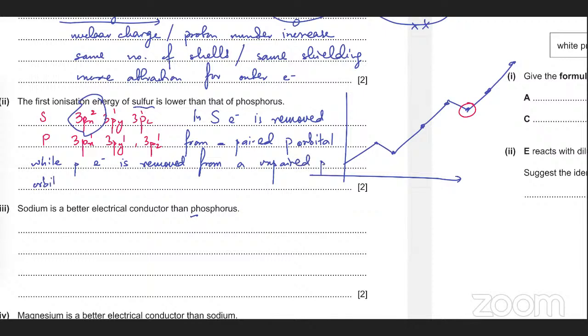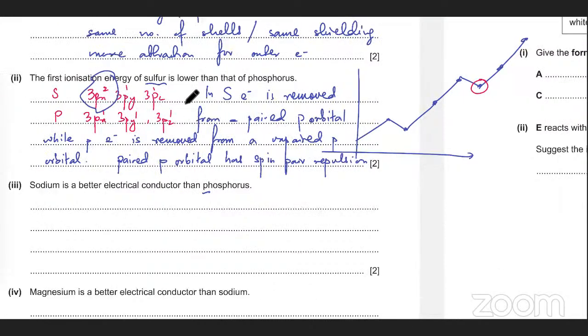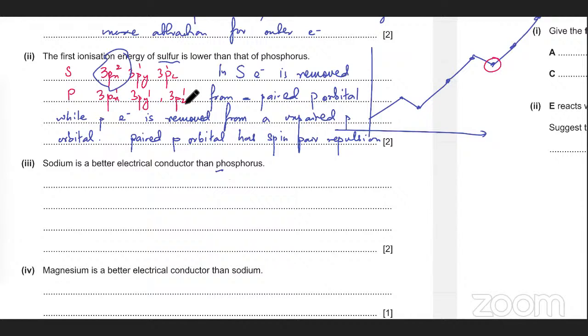And the second comment would be about the spin pair repulsion. So paired p orbitals have greater spin pair repulsion. The two electrons are going to repel each other. So hence, for sulfur, it would be lower. Removing the electron would be a lot easier in the case of a sulfur atom. So it's a typical question that comes almost in every paper.